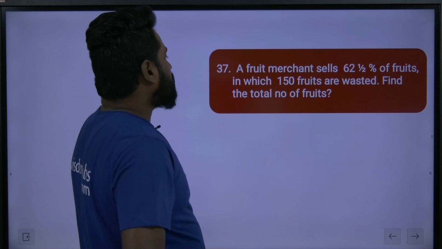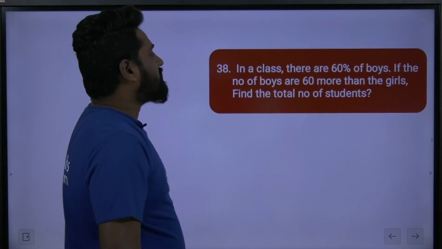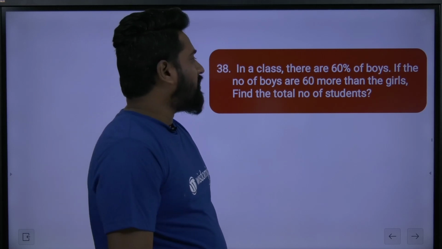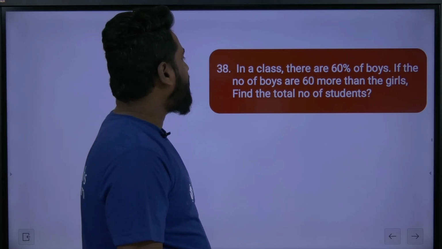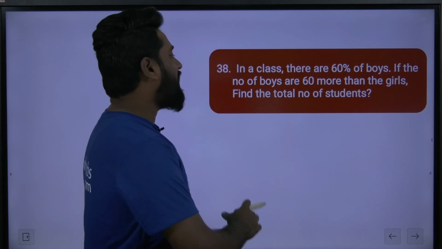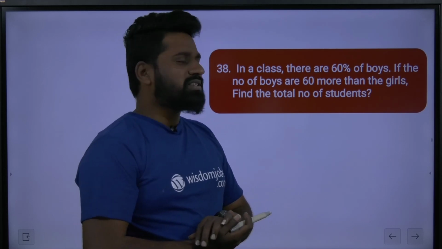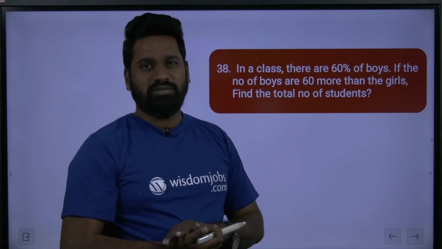So coming to this question, again this is the same, right? In a class there are 60% boys. If the number of boys is 60 more than the girls, find the total number of students. These are very basic questions, right? First, at least you have to concentrate on these questions.